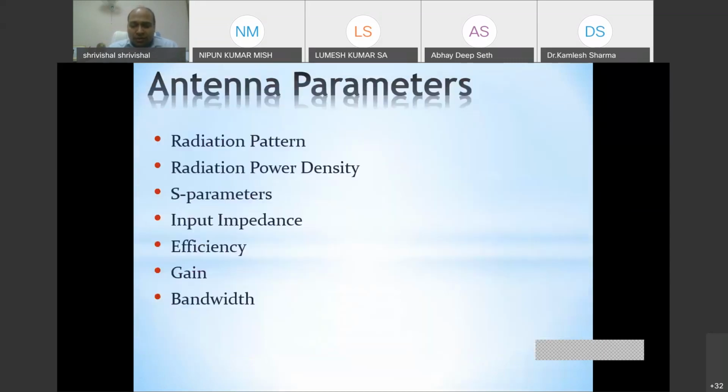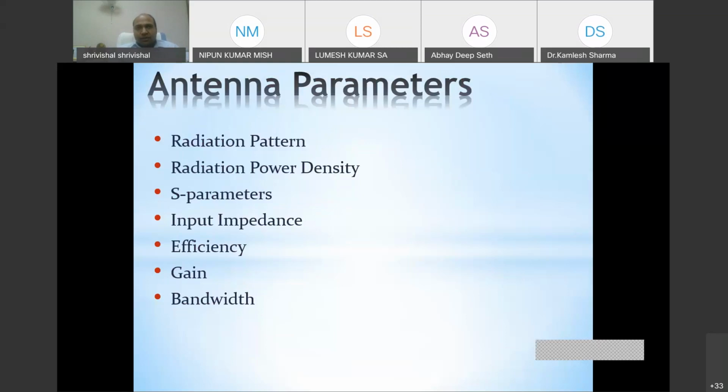If you need to define the characteristics or the functioning of the antenna, then these are a few important parameters, and based on these parameters we characterize the antenna functionality. The radiation pattern, radiation power density: how the antenna is transmitting the power in its surroundings could be articulated through these parameters. Then input impedance, through which we can find out how the antenna is transmitting within a range of frequencies, and what the proper impedance matching of those systems is within that band.